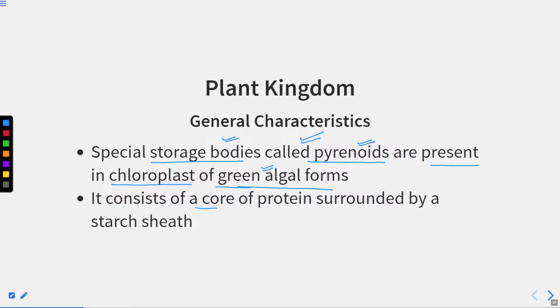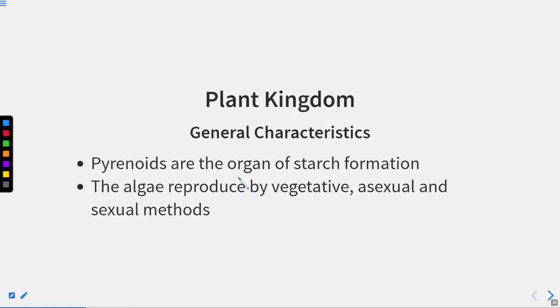It consists of a core protein surrounded by a starch sheath. So basically they have in the center a core protein structure and the surrounding structure is the starch. And in the center there is a core protein. So this is the pyrenoid structure that is present in green algae, and this is considered as storage bodies. Pyrenoids are the organs of starch formation.